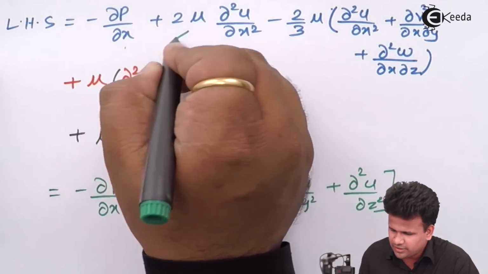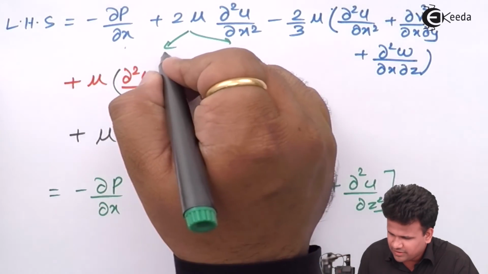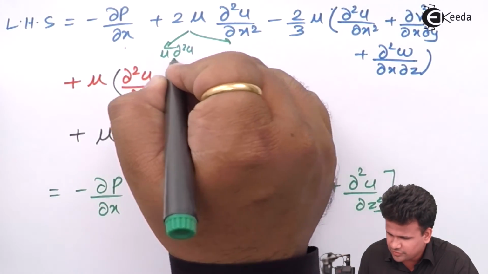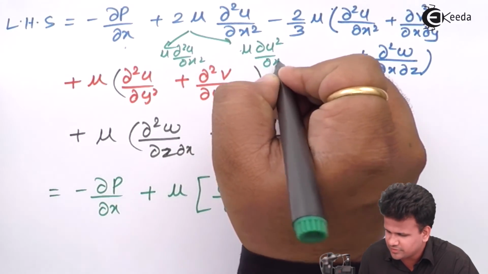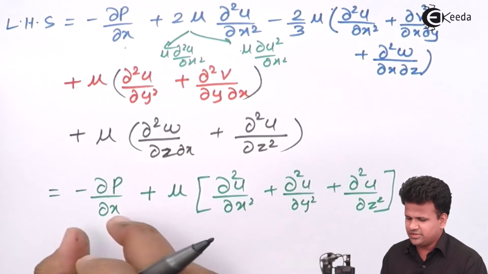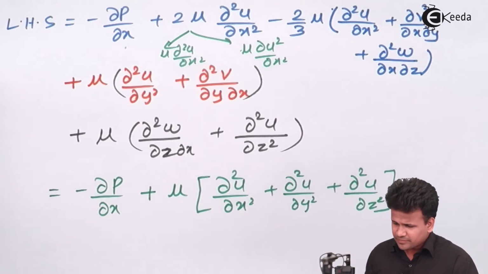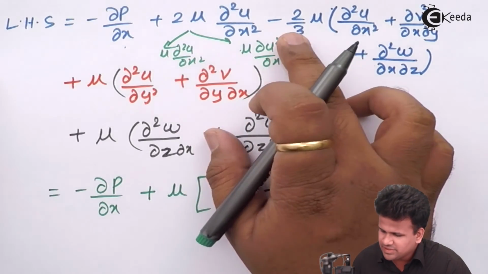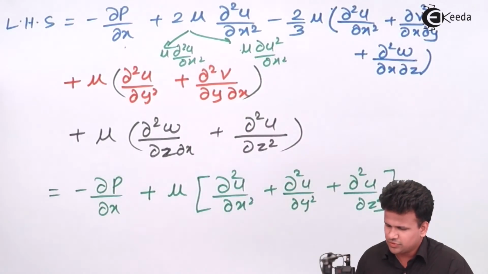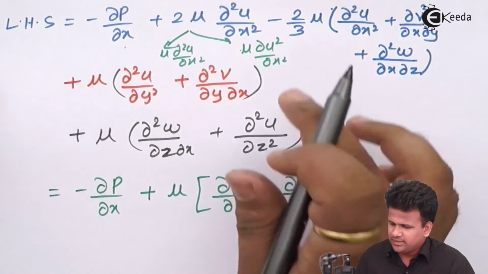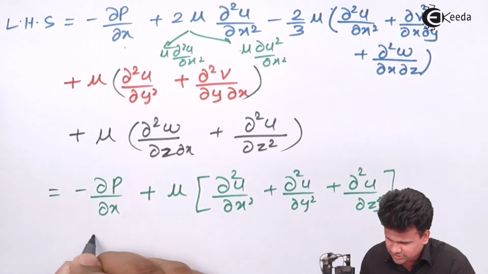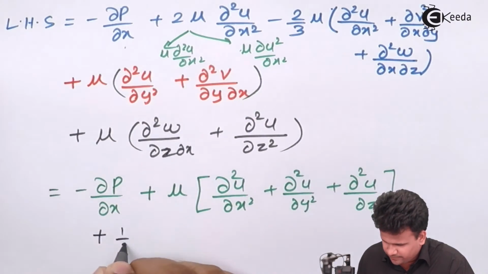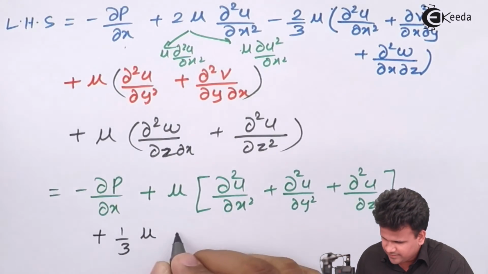This we can split into two parts. So the first part will be mu into ∂²u/∂x². The second part will be mu into ∂²u/∂x². So one of these parts we have considered over here. Let us go over to the next part. Now this is the next part, minus 2/3 of this. So what we'll get over here, this will be 1/3 of this entire part. So this will be plus 1 upon 3 into mu. What do we get?